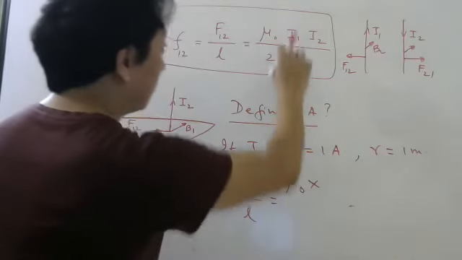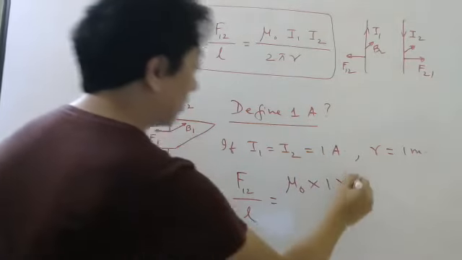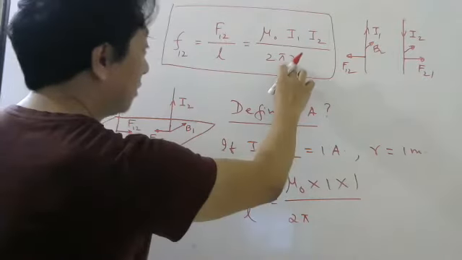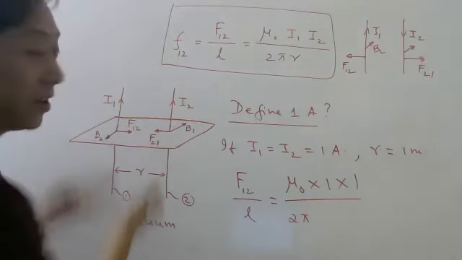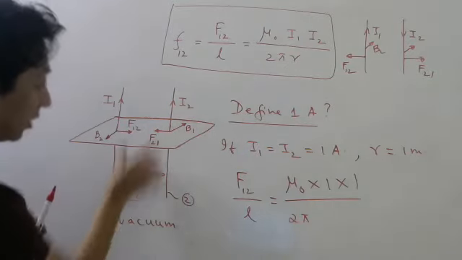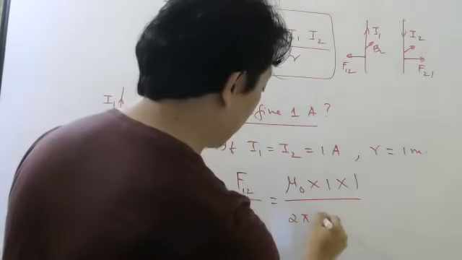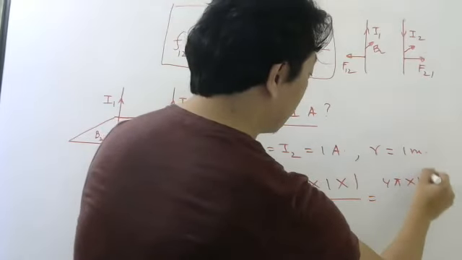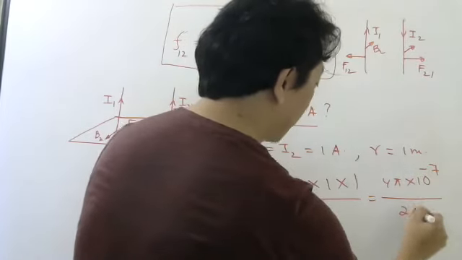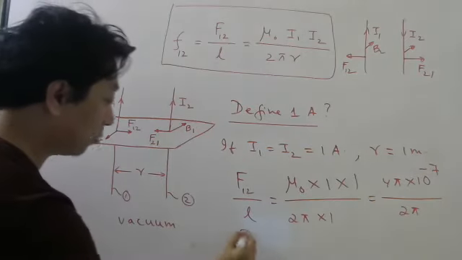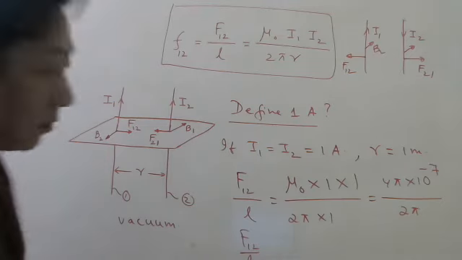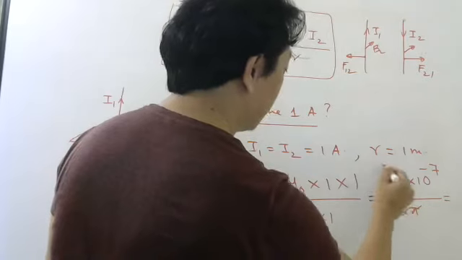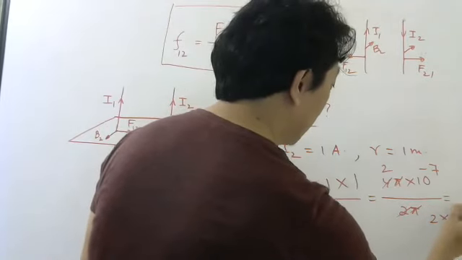So mu naught, first current is 1 ampere, second current is 1 ampere, over 2 pi r. This is not the radius, okay? There is no circle here. This r is the perpendicular distance between the wires, which is also 1. Now, what is the value of mu naught? 4 pi into 10 to the power minus 7, divided by 2 pi. So the force per unit length, let me write here only. Pi cancels, 2 twos are 4, so it will be 2 into 10 to the power minus 7.